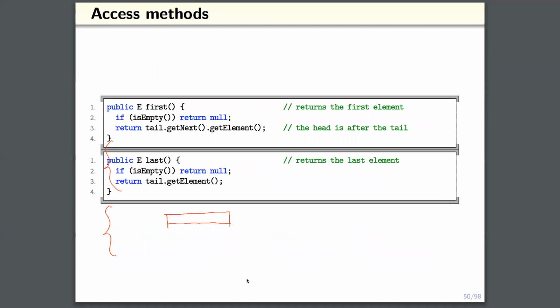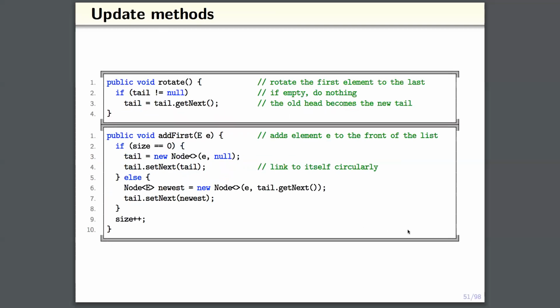Okay, for getting the first node, getting the last node is still easy. What is the first node? Tail.getNext is the first node. Get the element, get the data from it, done. What is the last node? Tail. Tail is the last node. Tail.getElement will get you the data, done. So these are simple. Now let's focus on rotate.